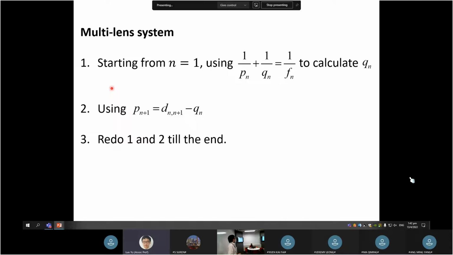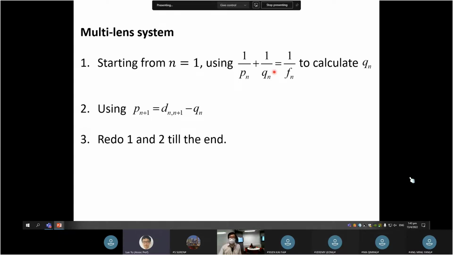Normally for a multiple image system, what is given to you is the focal length of every lens and mirror, which means Fn is given. Depending on the question, it will also give you the location of the object, which means P1 is given, or the location of the final image, which means Qn, with maximum n, is given.